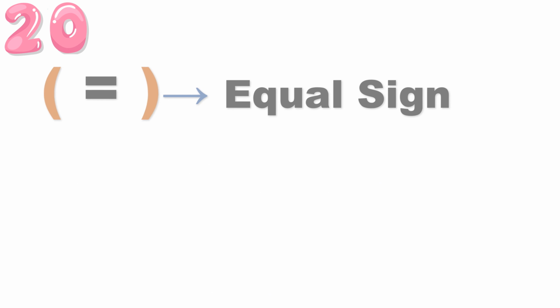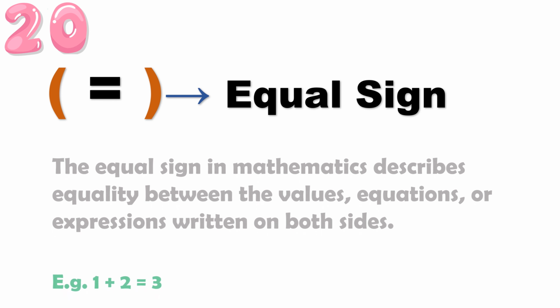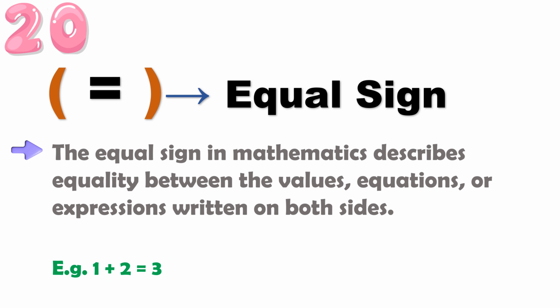Equal sign. The equal sign in mathematics describes equality between the values, equations, or expressions written on both sides. For example, 1 + 2 = 3.